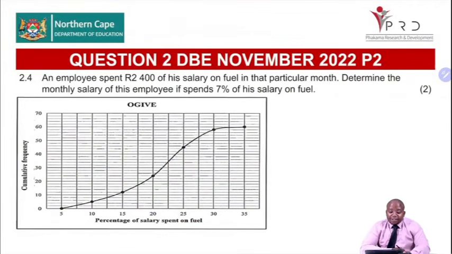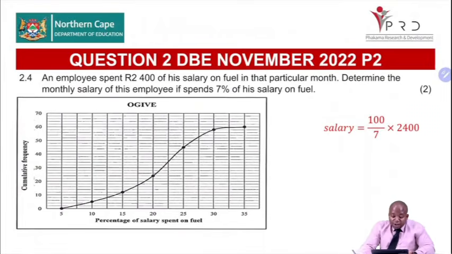Then 2.4 says an employee spent R2,400 of his salary on fuel in a particular month. Determine the monthly salary of this employee if he spends 7% of his salary on fuel. To find the salary, remember we're told that this person spent 2,400 of his salary on fuel. So this 2,400 is for the fuel.